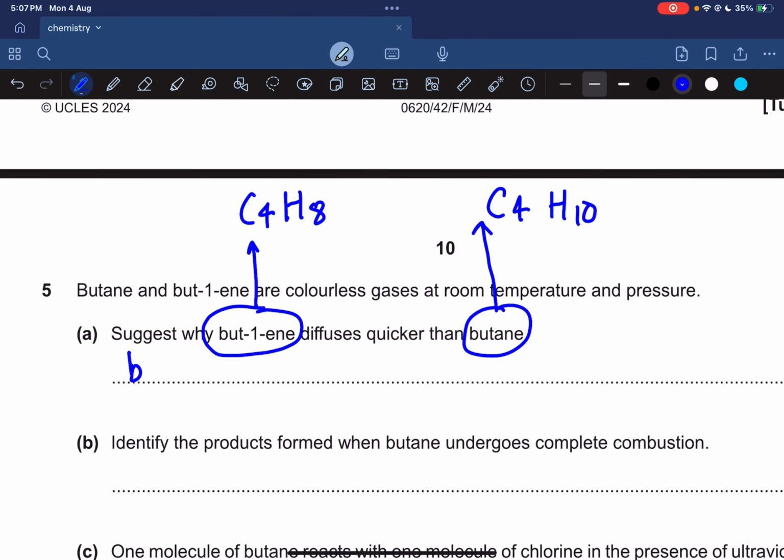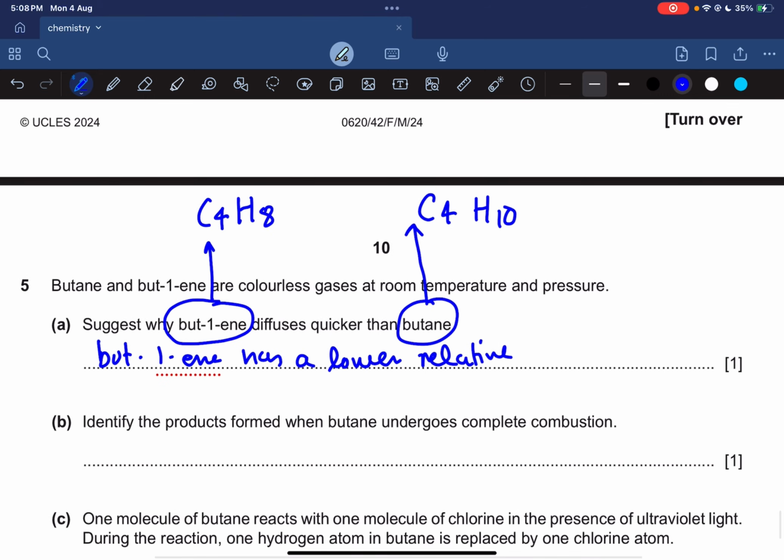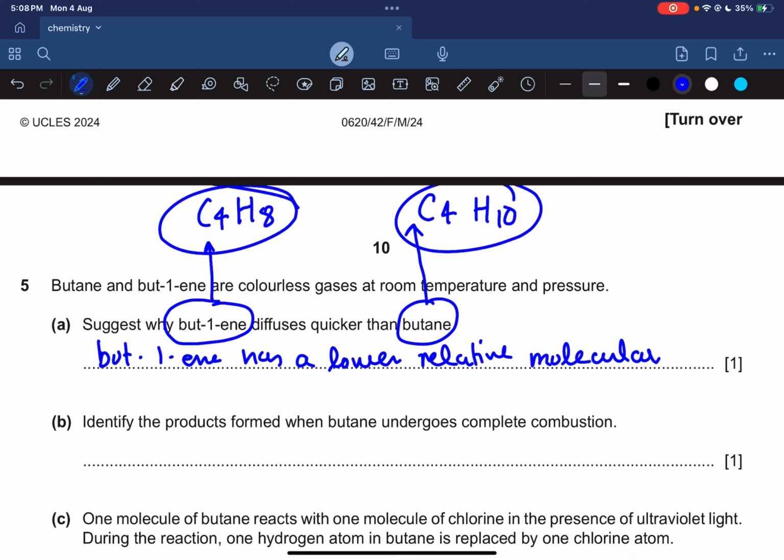So butene, why does it diffuse faster? Because butene has a lower relative molecular mass, not relative atomic mass you're going to write, because we're dealing with molecules over here. And you know, the more molecular mass you have, the slower you diffuse, and the lighter you are, the faster you diffuse.